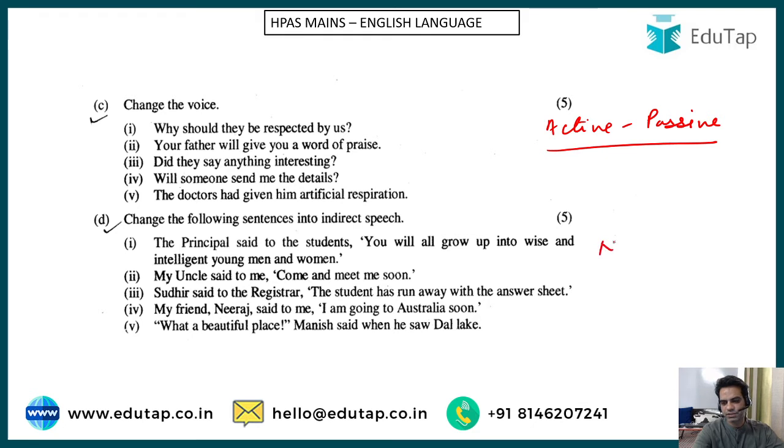Then the second was direct, indirect, or basically what we call narration. We had to find the direct, indirect speech, the correct narration of these sentences. The questions are not very difficult, they're easy, but you should be well versed with both concepts, active, passive, as well as narration. So that is the second 10 questions, right?